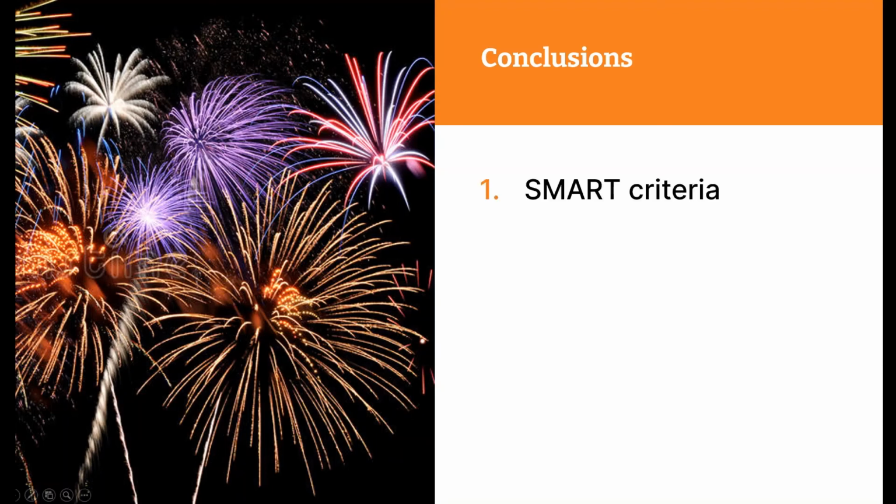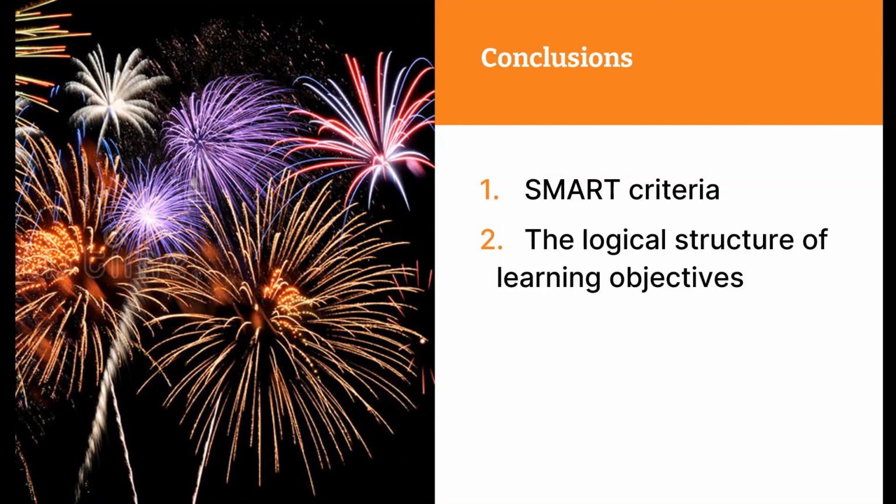First, check your learning objectives against the SMART criteria. Second, write your learning objectives keeping in mind their complete logical structure, which includes a time for completion, the learner, and an action, content, and possibly one or more means of achievement. And third, finally, resort to Bloom's taxonomy to translate cognitive achievements into observable behavior.